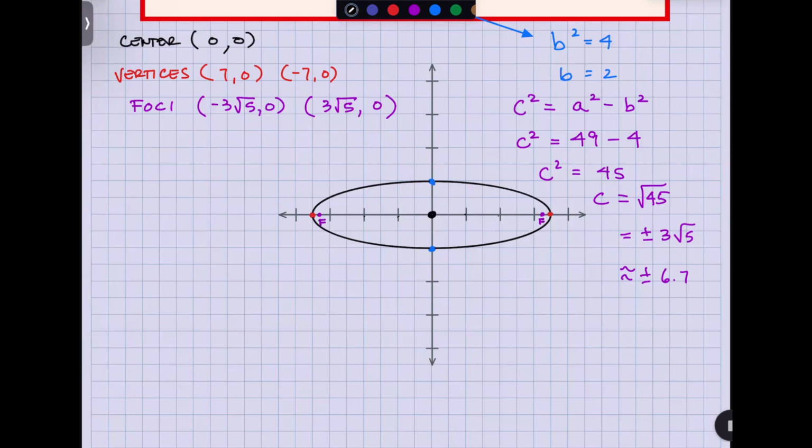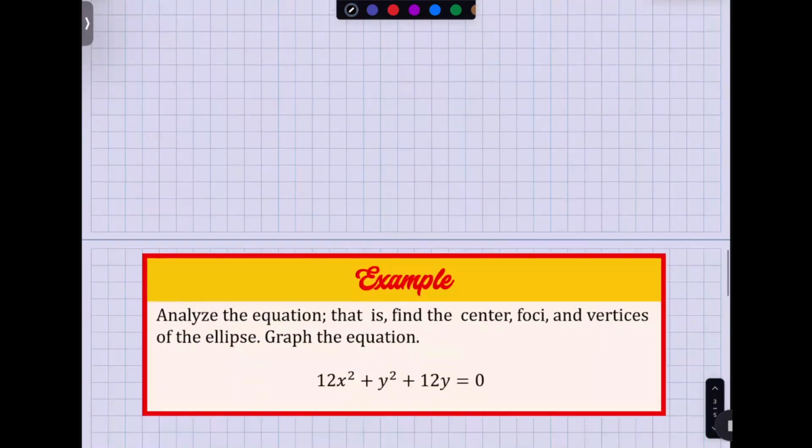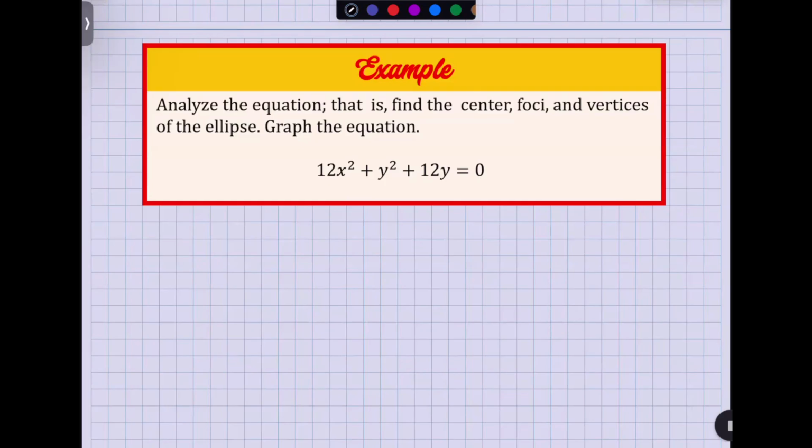We good? All right. So this one says, analyze the equation, that is, find the center, foci, and vertices of the ellipse. Wait a minute. I thought the equation for the ellipse was a fraction. This is not a fraction. But I do see x is squared and y is squared, right? And it's addition. So it must be a circle or ellipse of some sort, right? How am I going to deal with this?